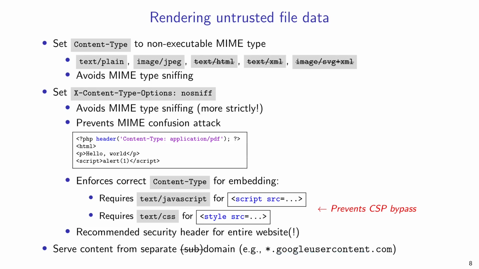Note that serving content from a different subdomain is not as effective as serving it from a completely separate domain. While a subdomain would not share the same origin, it would still be considered same-site, meaning that cookie attacks from subdomains and cross-site request forgery attacks exploiting same-site cookies would still be possible. Therefore, complete website isolation requires use of a separate domain. But alright, this concludes the lecture.